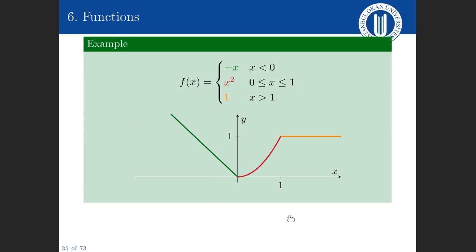Or I could define a function f of x to be minus x if x is less than 0. That's the green part of the graph. I could define f of x is equal to x squared if x is between 0 and 1, the red part of the graph, and then I could say the function is equal to 1 if x is strictly greater than 1. That's the orange part of the graph.